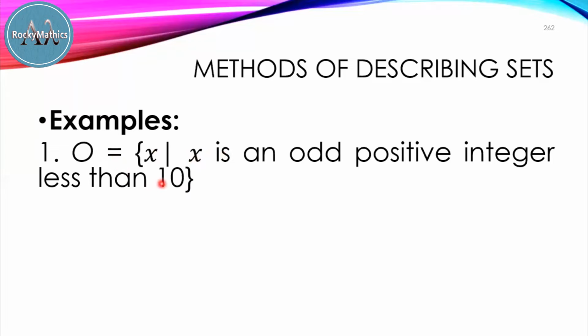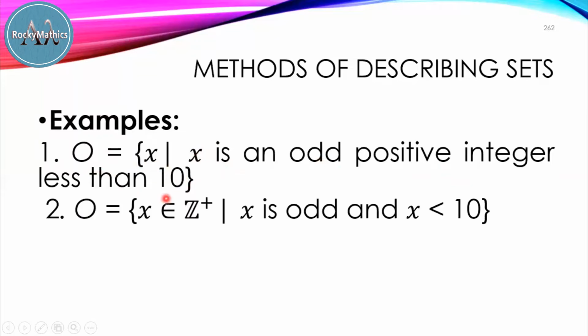So, can x be 5? Yes, x can be 5 because 5 is an odd positive integer less than 10. How about, could x be 10, or does 10 belong to this set? No, because 10 is not included, because it states there that x is an odd positive integer less than 10 only. It's not equal to 10.